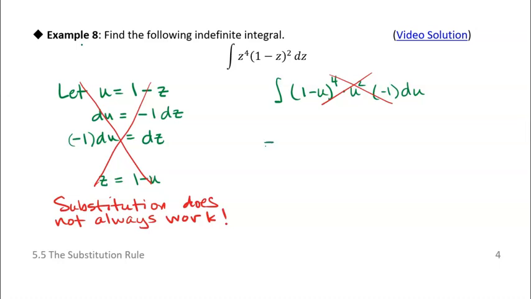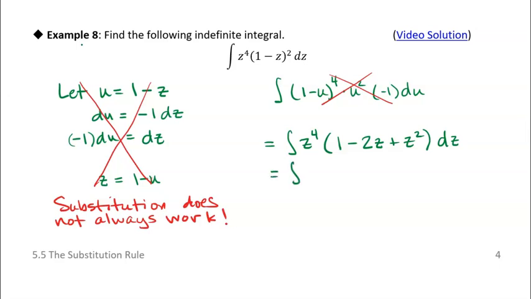And so when I look at this, I think, okay, well, it's just a square, right? It's just a square. And so I can FOIL that out, right? I'm going to get 1 minus 2z plus z squared if I FOIL that out. And then I can distribute the z to the fourth.